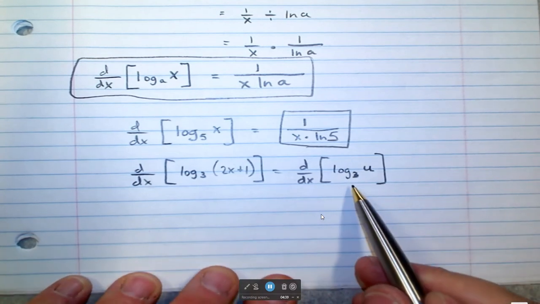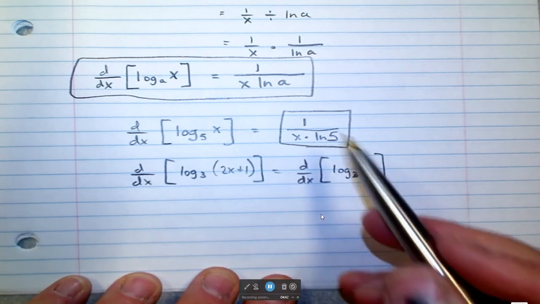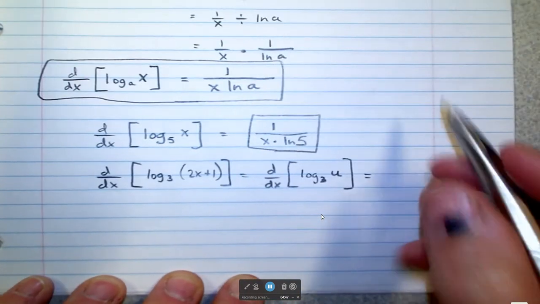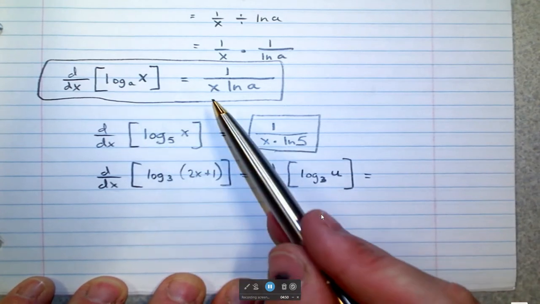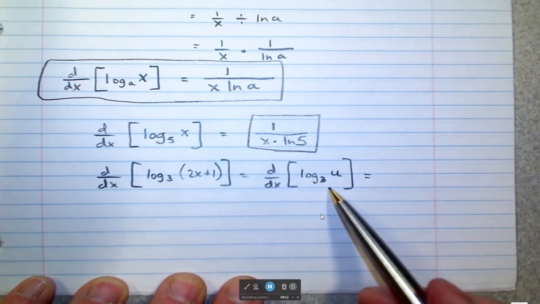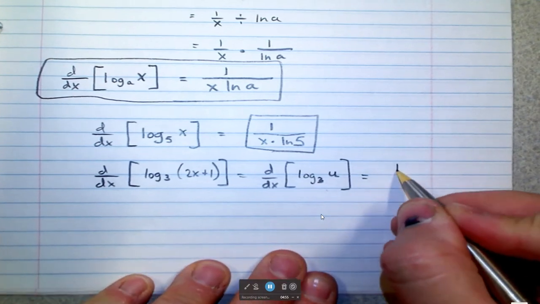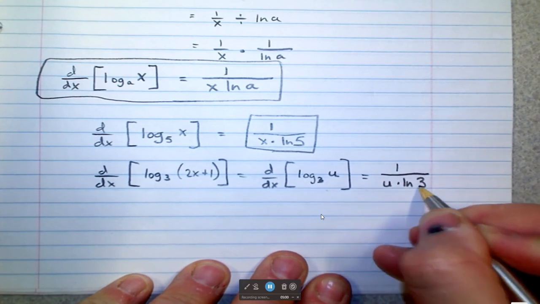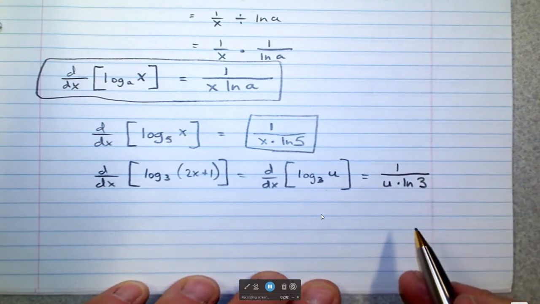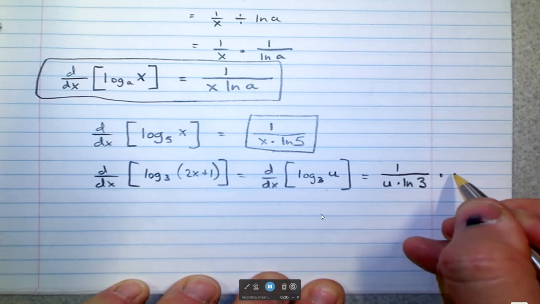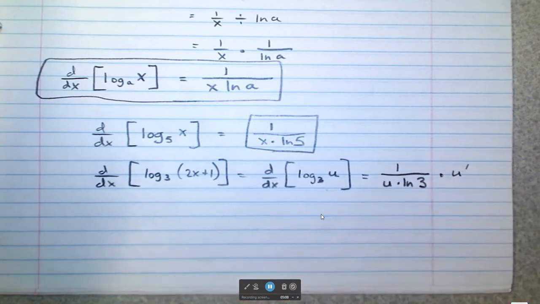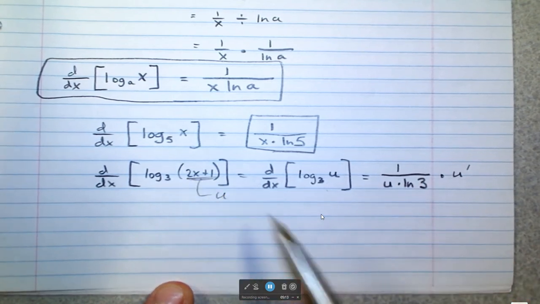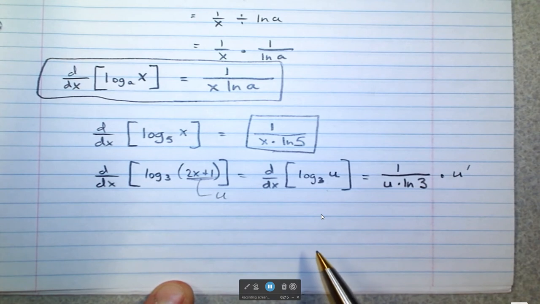Well, what is the derivative of log 3 of u? You're going to follow this rule. The derivative of log a of x is 1 over x ln a. So log 3 of u would be 1 over u times ln 3. And then because you used the chain rule, you have to multiply by u prime. Pretty simple.